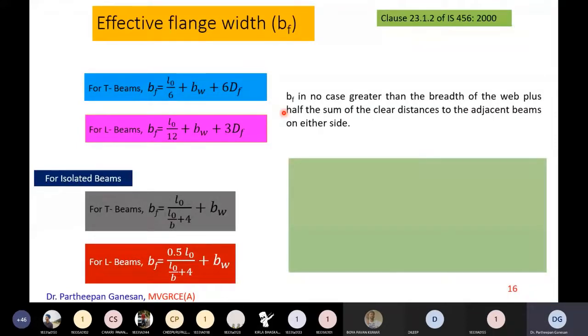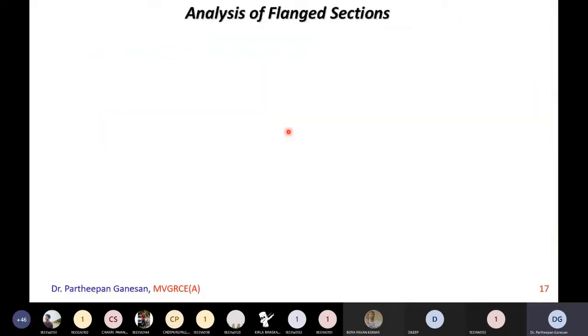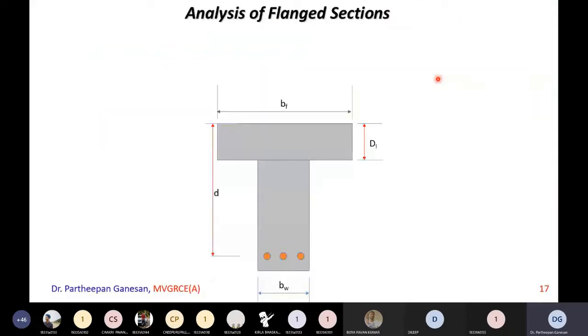Same for the clarity I have reproduced here. Now you should know what is BF, BW. This is the definition of terms for the T beams or L beam. This is B, small b suffix F. This is the flange width. This is flange, this is web, and this is the thickness of flange. Our thickness of slab is called thickness of flange, capital DF.